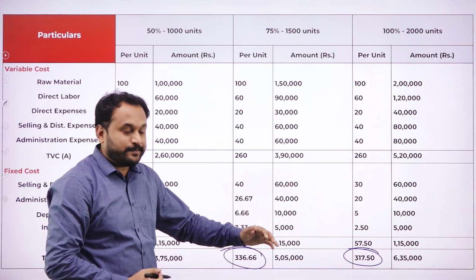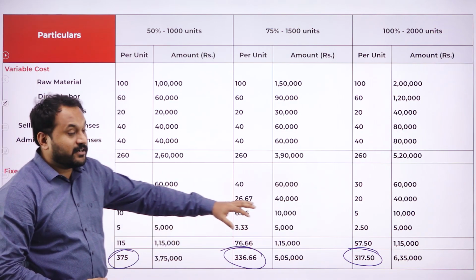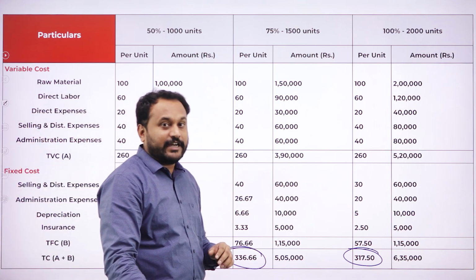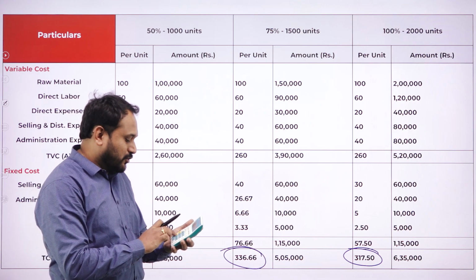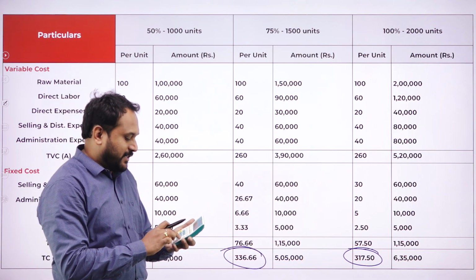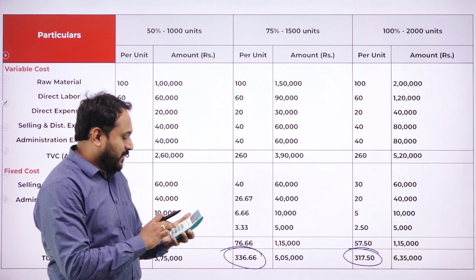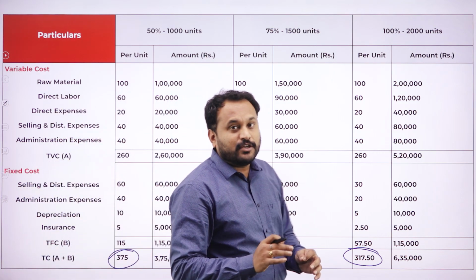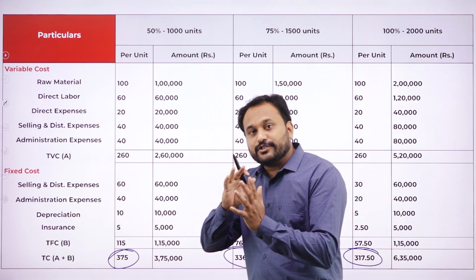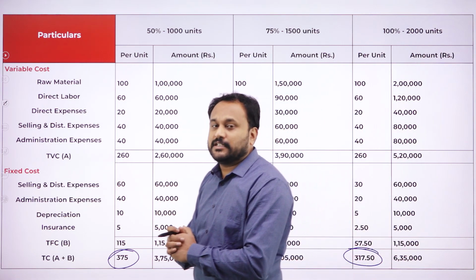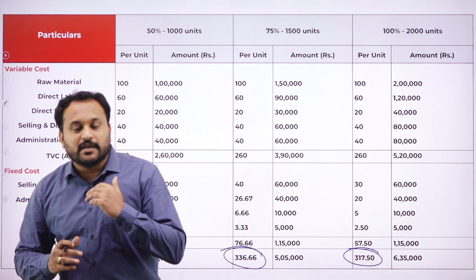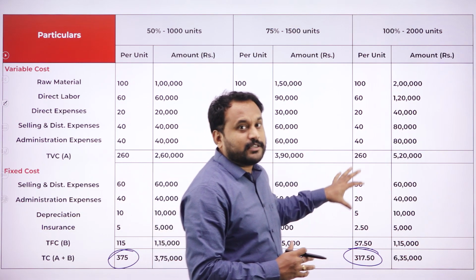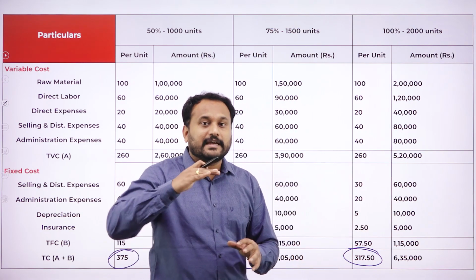Now if you compare 50% and 100%, you have a difference. That is 375 minus 317.5. So you are actually saving 57 rupees 50 paisa if you produce more. That's the only reason people always manufacture in bulk: they want the total cost per unit to be less.